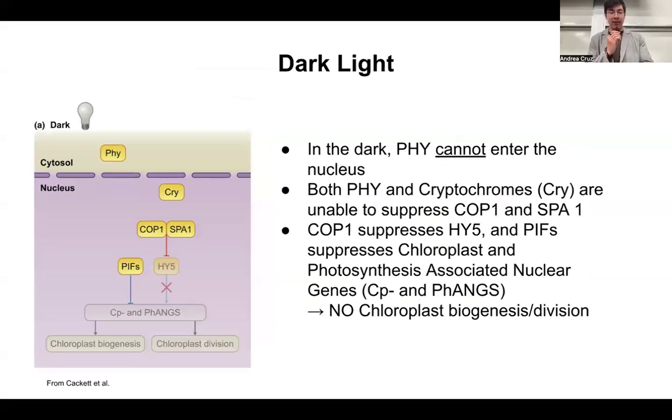So in the dark, we have a pathway that's very similar to the light signaling pathway that we learned about a few lectures ago. In the dark, phytochrome cannot enter the nucleus. When this happens, both phytochrome and cryptochromes, aka Cry, are unable to suppress COP1 and SPA1. COP1 suppresses HY5, and PIFs suppress chloroplast and photosynthesis-associated nuclear genes. And when this happens, no chloroplast biogenesis and division can occur.